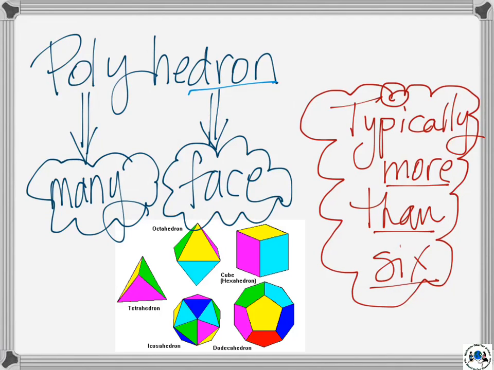And here are some polyhedrons that you may have seen. They all qualify as being a polyhedron, many-faced. You probably see the dodecahedron right here. That is, I think, a 20-faced polyhedron. So when you see that term used, just know that we are talking about shapes and objects such as these here.